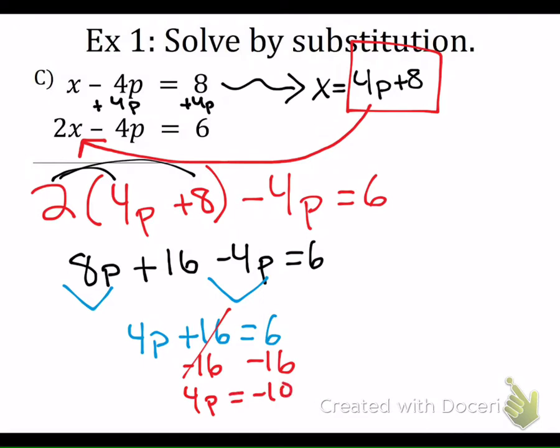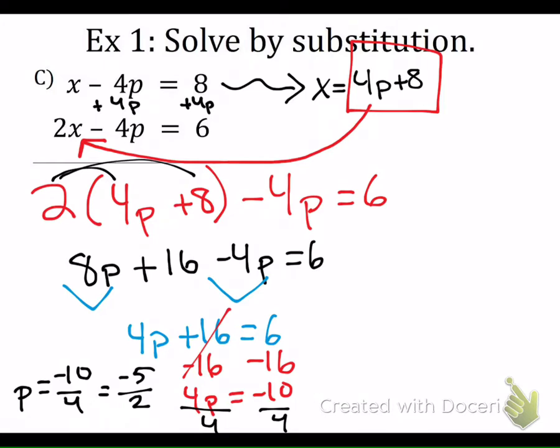Oh no, a fraction. Should I quit? Yes. No. I don't like fractions. I like whole numbers. All right, so over here I'll have p equals negative 10 over 4, which simplifies to what? Negative 5 over 2.